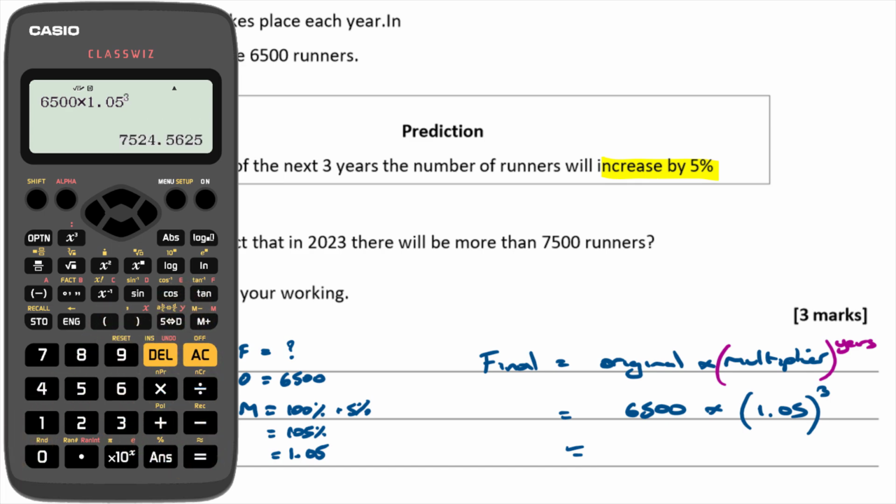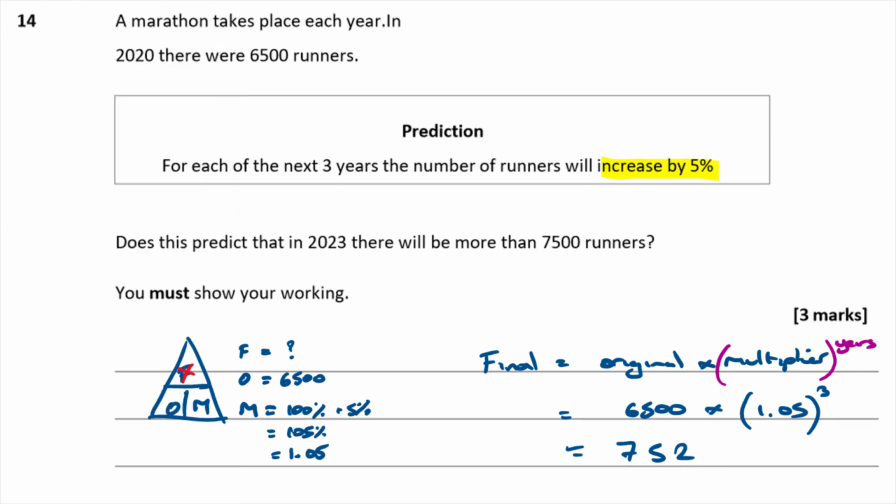That comes out to be 7,524.25. I'm going to round it up to the nearest person, so I'm going to say that is equal to 7,525. So does this predict that in 2023 there will be more than 7,500 runners? The answer, of course, is yes. This does predict 7,500 plus runners.